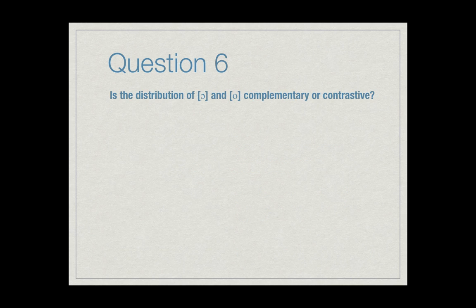Moving on to question 6. Is the distribution of aw and o complementary or contrastive? This question is the same as question 1, except that it is asking about the phones aw and o instead of the phones k and q. So we can use exactly the same strategy as we did for question 1.